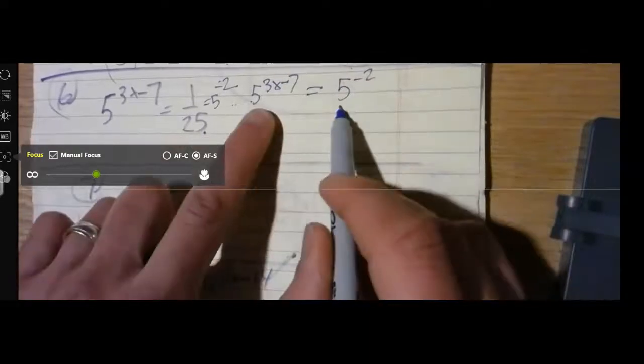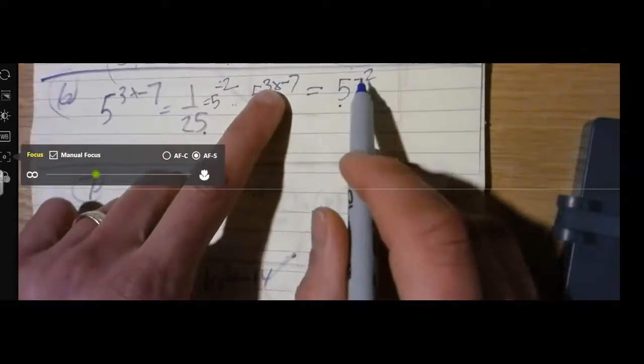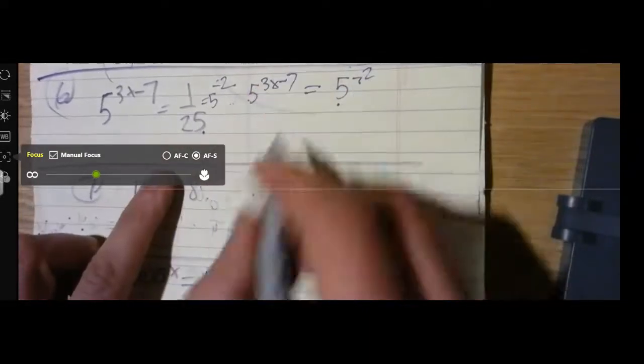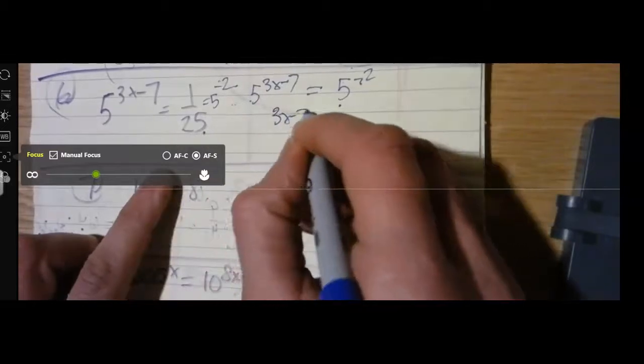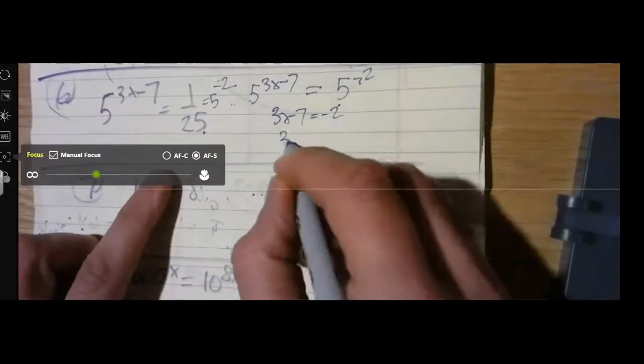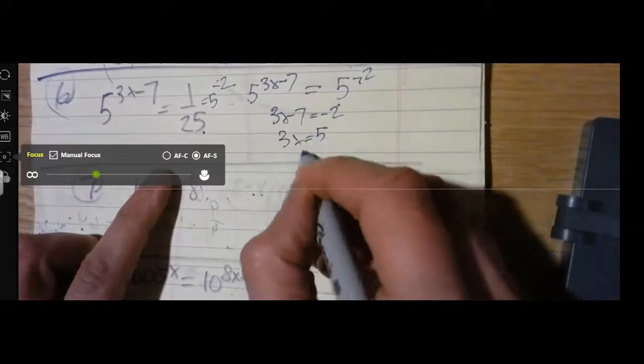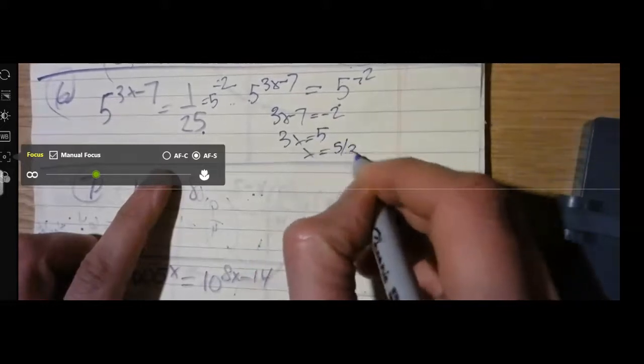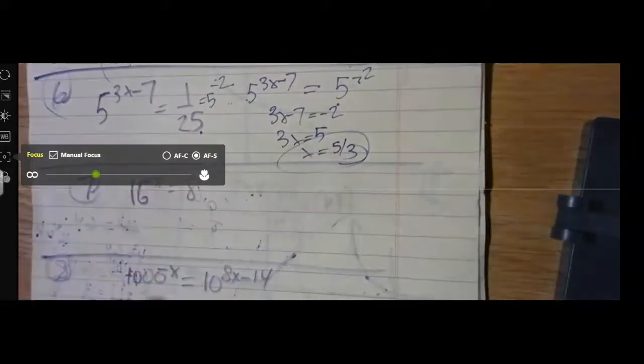So again, we're trying to get the same base here so we can set the exponents equal to each other. So we have 3x minus 7 is equal to negative 2. So we have 3x is equal to 5. So we have x is equal to 5/3. That's our answer for that one.